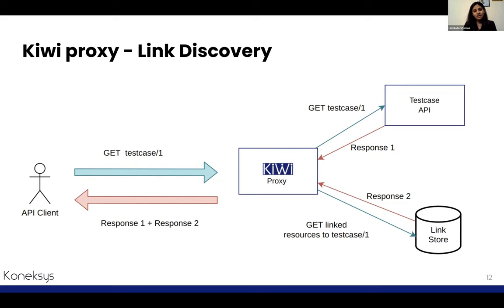And done. So what the Kiwi proxy does is, when it gets this request, it again forwards the GET request to its own API. It keeps that response. And additionally, the Kiwi proxy also asks the link store, are there any resources linked to this particular resource? And if there are, the link store also gives the response. And then the Kiwi proxy gives us both the responses together. Let's have a look.